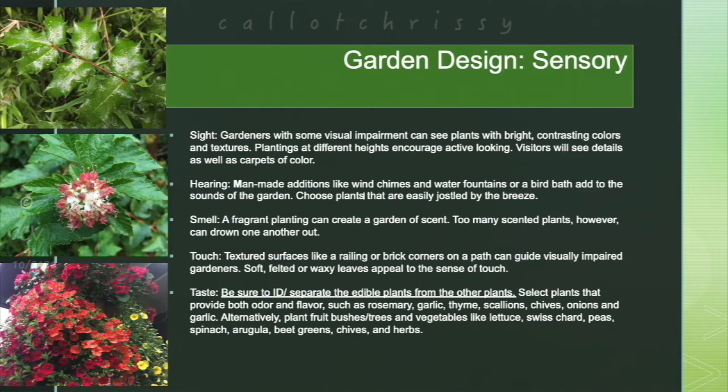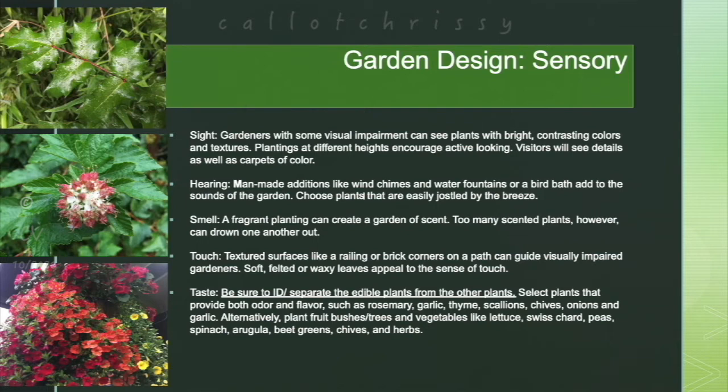A fragrant plant can create a garden of scent. Too many scented plants, however, can drown one another out. Find the right balance. Touch. Textured surfaces like railing or brick on a path can guide visually impaired gardeners. Soft felted or waxy leaves appeal to the sense of touch for others. This is very important. Be sure to ID or separate the edible plants from the toxic plants.